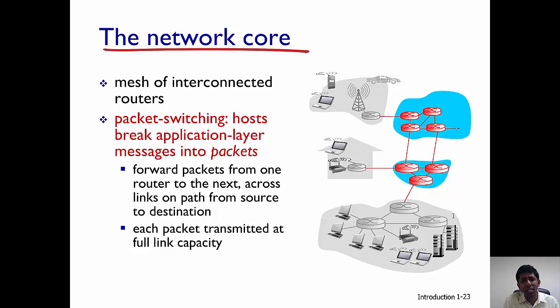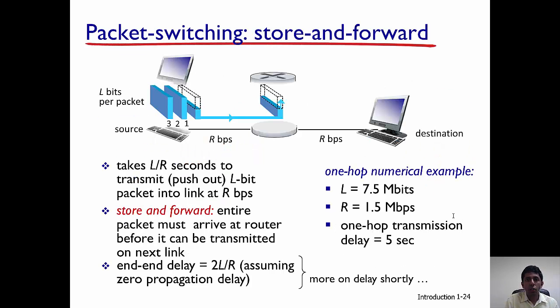Now each of these packets is going to be transmitted at the full capacity of the links connecting these intermediate routers. So now to carry this data from the source to the destination, the paradigm that's used in the internet today is a packet switched model.